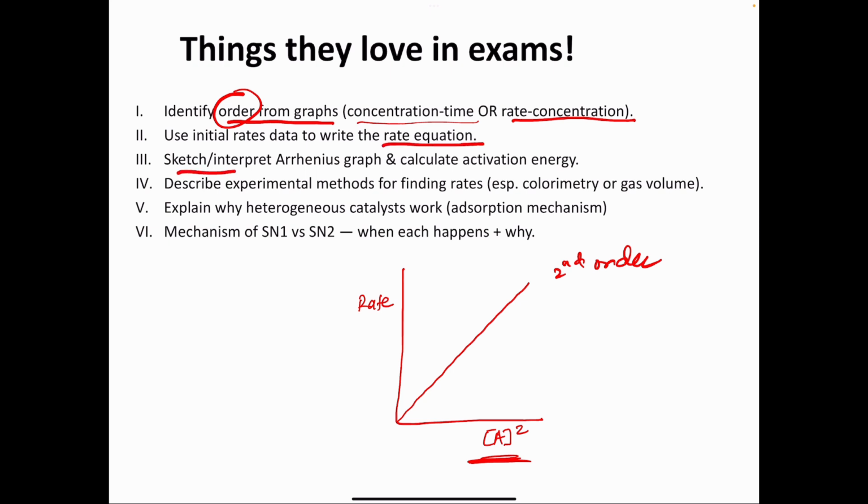They can ask you to sketch and interpret Arrhenius graphs, as well as calculating the activation energy, describing experimental methods for finding the rates, sometimes colorimetry or the gas volume. And for the gas volume, they can ask you why you use a syringe or why you use an inverted measuring cylinder, so you need to know that. They can ask you to explain how heterogeneous catalysts work, remember the adsorption mechanism, and then finally, mechanisms of SN1 and SN2, when each happens and why. Remember, we have said SN1 usually in tertiary and SN2 usually in primary.